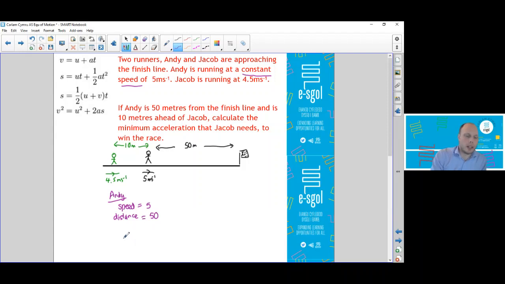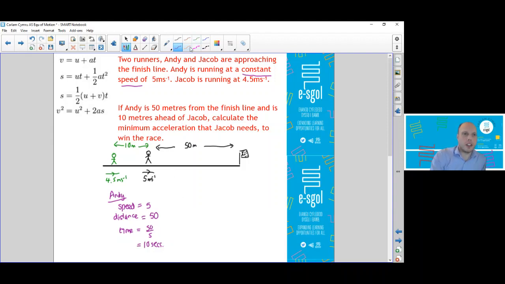What can we work out? Well, we can work out how long it's going to take him to get there. So the time is distance over speed. 50 divided by 5 is 10. So if Andy continues to run at a constant speed, he will get to the finishing line in 10 seconds.